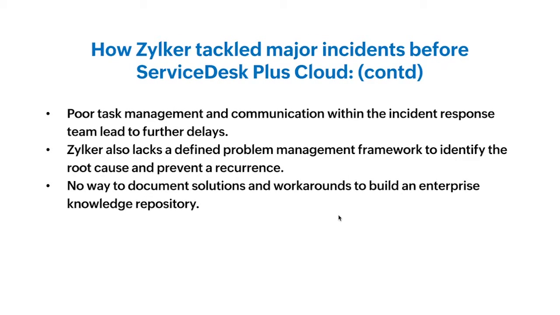Apart from that, the incident response team also struggled with poor task management. Their incident resolution process was also very time-consuming, one because they did not have a problem management practice in place, which could have otherwise helped them drill down into what was causing the outage in the first place, and two, because every time similar incidents happened in the past, the IT team at Zilker failed to document their solutions and workarounds. So this meant that during this ERP outage, they also did not have a knowledge base that they could fall back on.